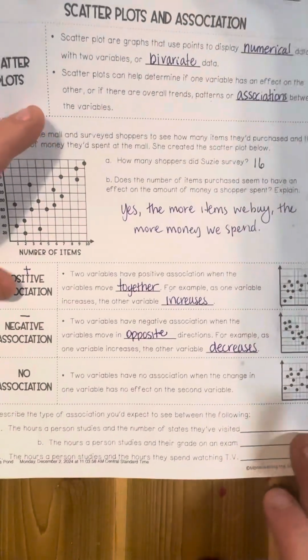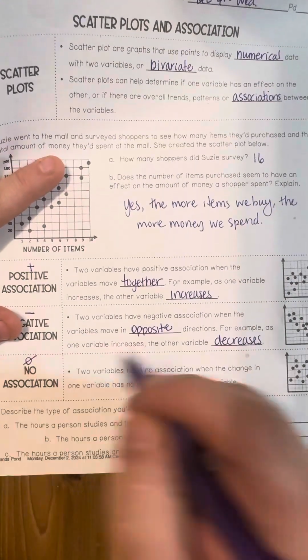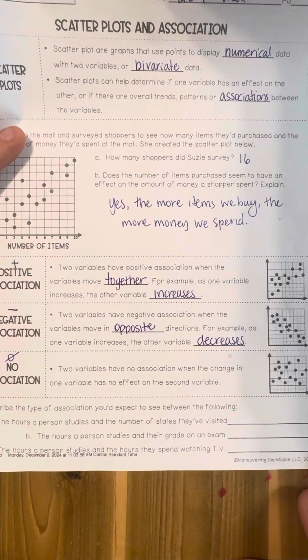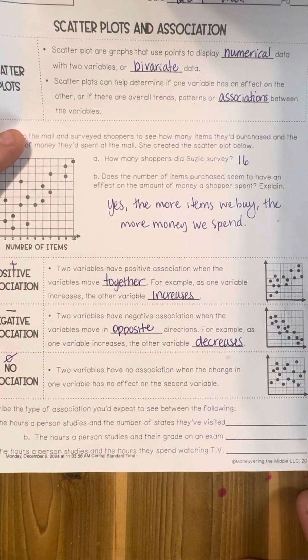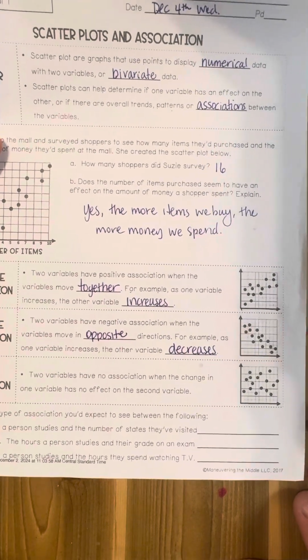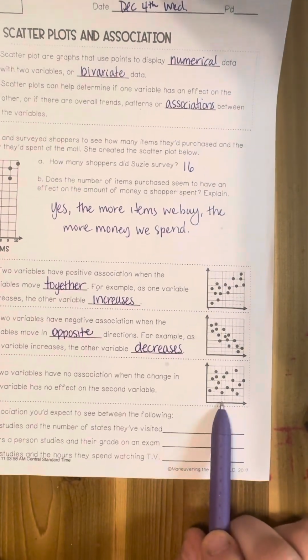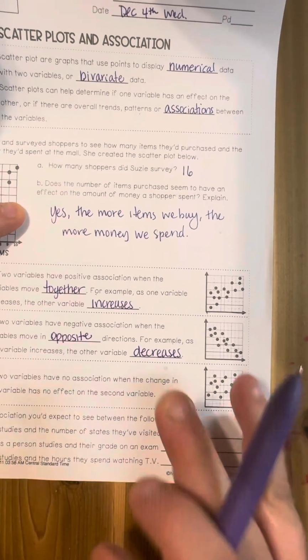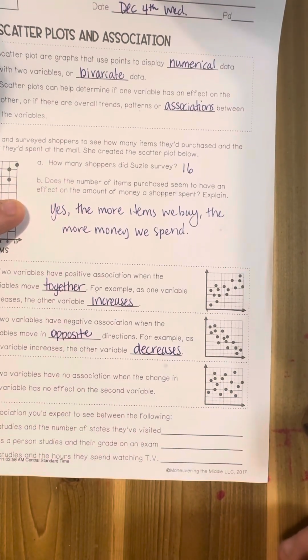All right, and then our last one is no association. No association means that two variables have no association when the change in one variable has no effect on the change in another variable. Okay, so if you notice the points on this graph, what do you see? They're all scattered around. So it's like somebody threw them on there and they landed where they landed.